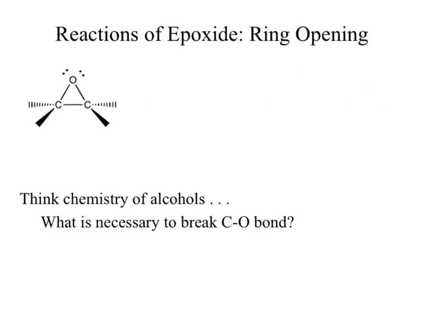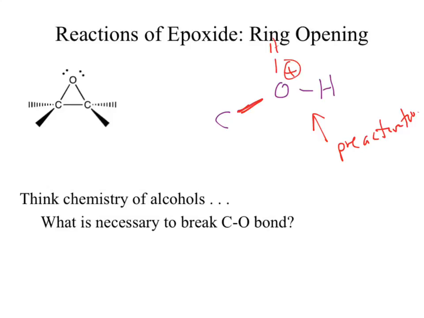Okay, to break our carbon-oxygen bond in an alcohol, so let's draw out a quick alcohol here. What do I need to do to break the bond in between the carbon and the oxygen? One of the very first things we would refer to would be a pre-activation. We had to turn our alcohol into a good leaving group. Okay, so we could have gone through and pre-activated our alcohol to force that bond to break open.